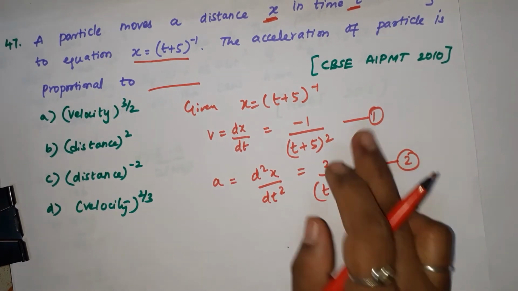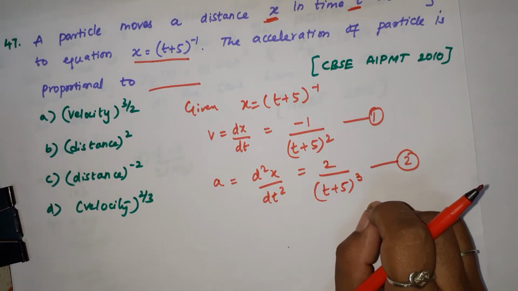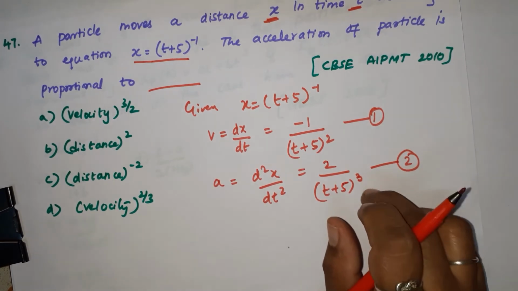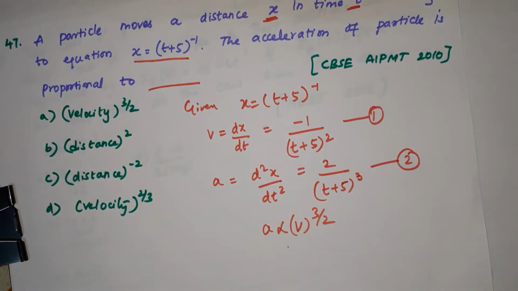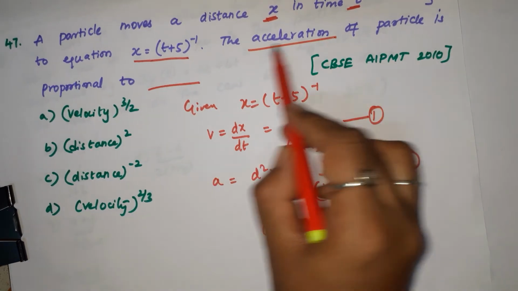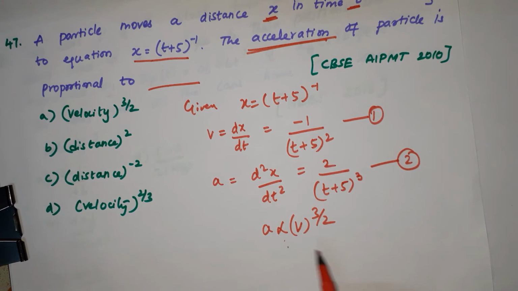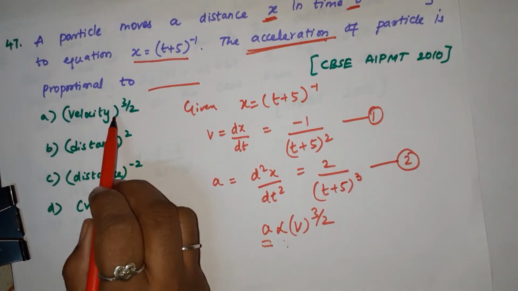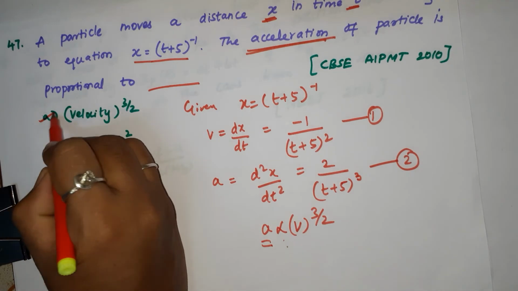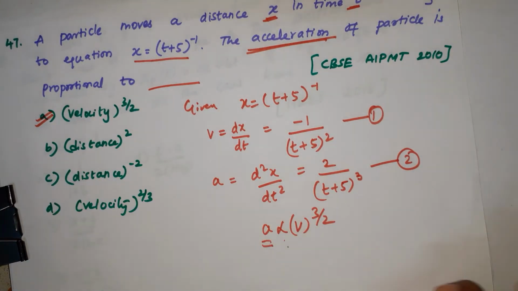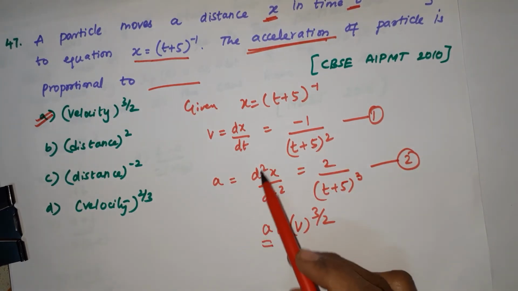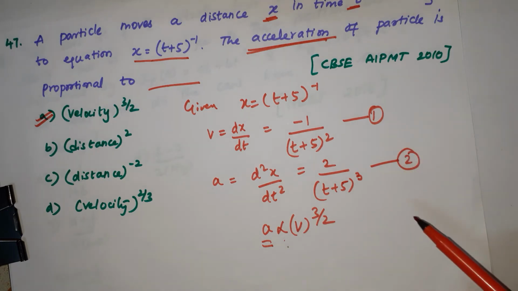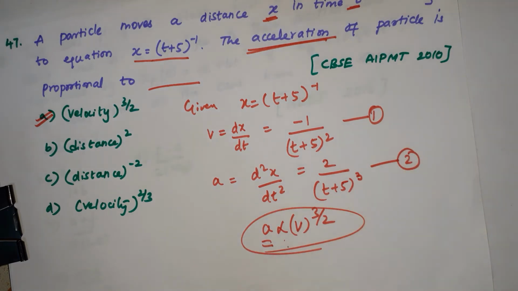On comparing equations 1 and 2, we get a is directly proportional to v power 3 by 2. In the question they are asking how the acceleration of the particle relates to velocity. Since acceleration is directly proportional to velocity power 3 by 2, option A is right for this question. Please check it. Velocity equals dx by dt, and acceleration is d square x by dt square. From that you can find the answer.